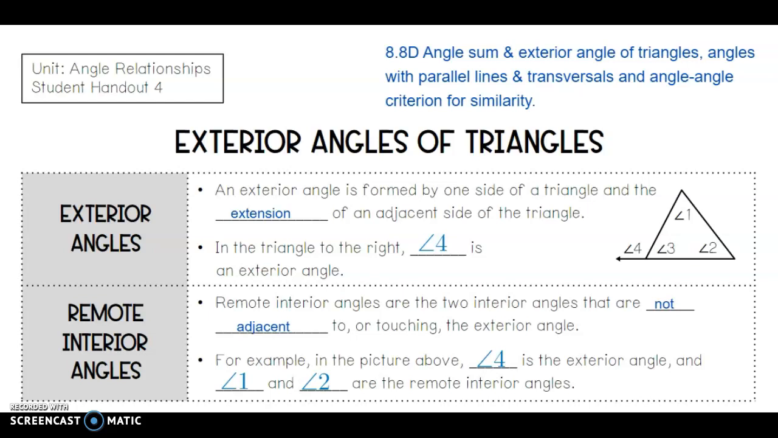Hello, welcome to Angle Relationships Student Handout Lesson 4, Exterior Angles of Triangles. Our learning objective is still 8D, and today we're focusing on the exterior angles of triangles.